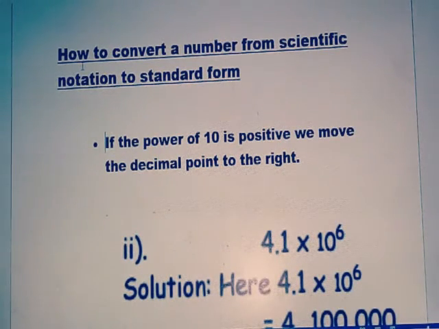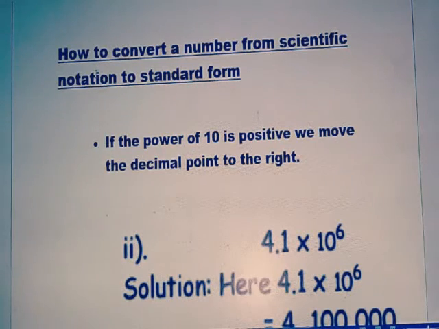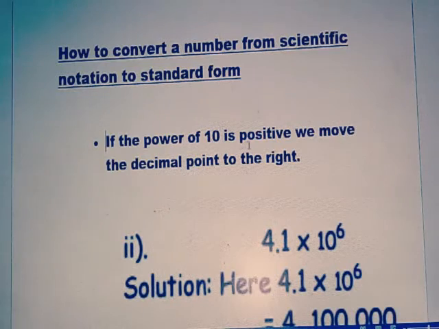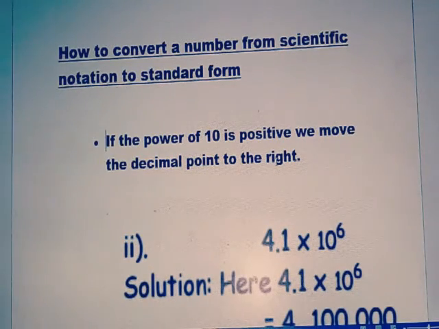How to convert a number from scientific notation to standard form. Now if the number is given in a scientific form or scientific notation, then how do we convert it into its standard form? There are two cases. If the power of 10 is positive, we move the decimal point to the right.